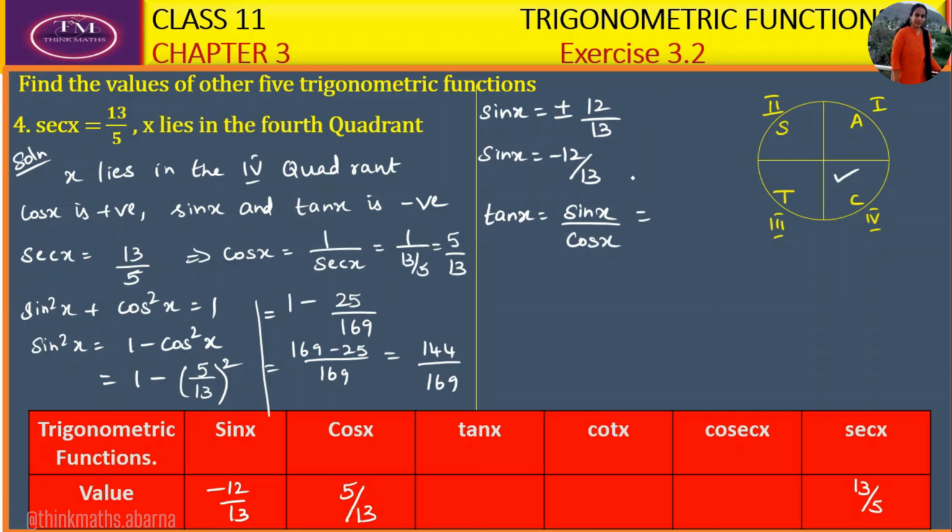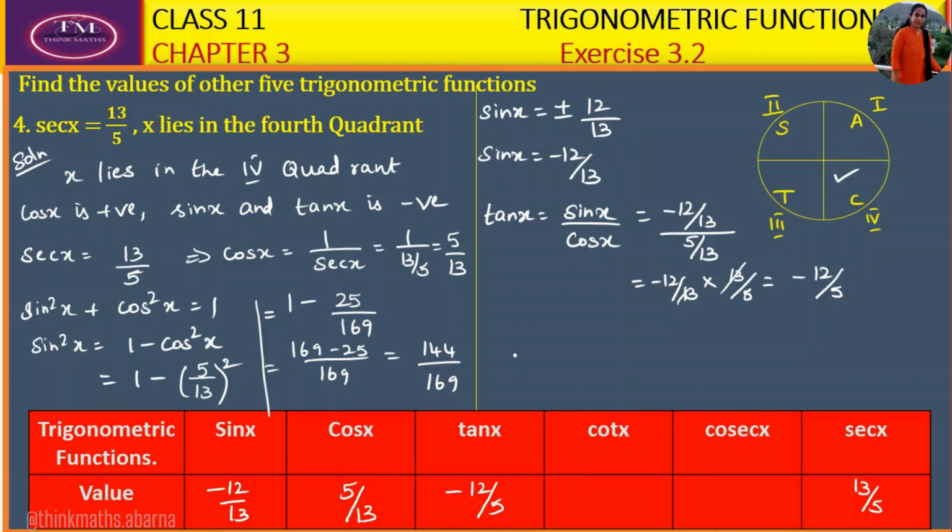What is sin x? Minus 12 by 13. What is cos x? Cos x is 5 by 13. So minus 12 by 13 into 13 by 5 will become, so 13 gets cancelled. So the answer is minus 12 by 5. So tan x is minus 12 by 5.